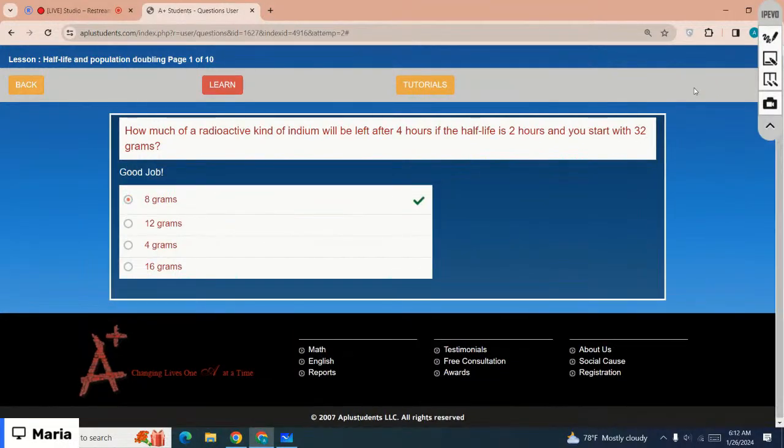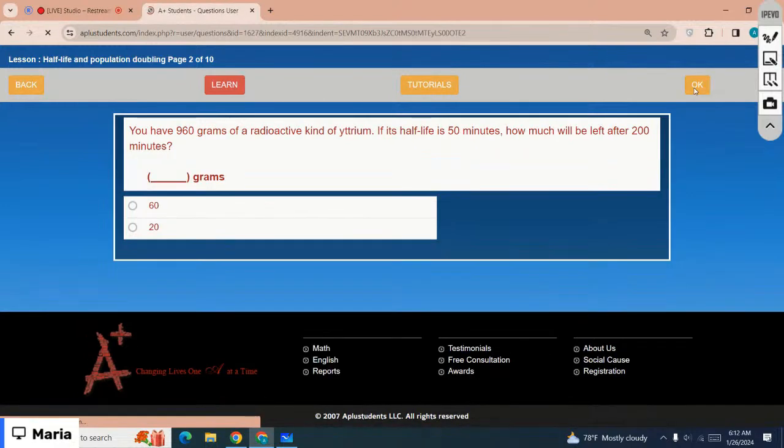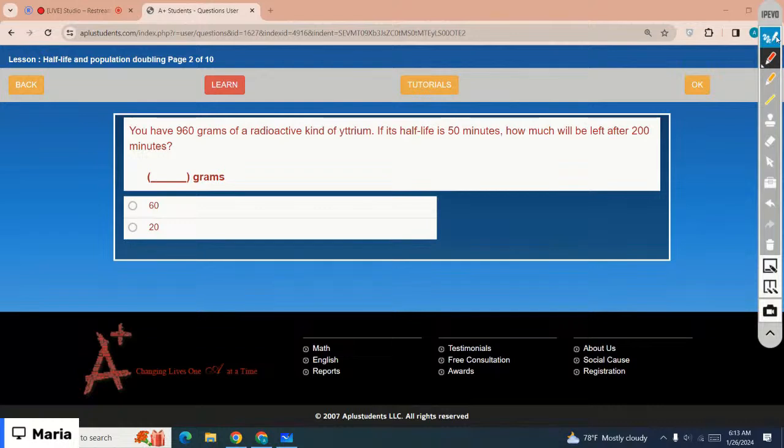Got it? The next one is, you have 960 grams of radioactive yttrium. If its half life is 50 minutes, how much will be left after 200 minutes?